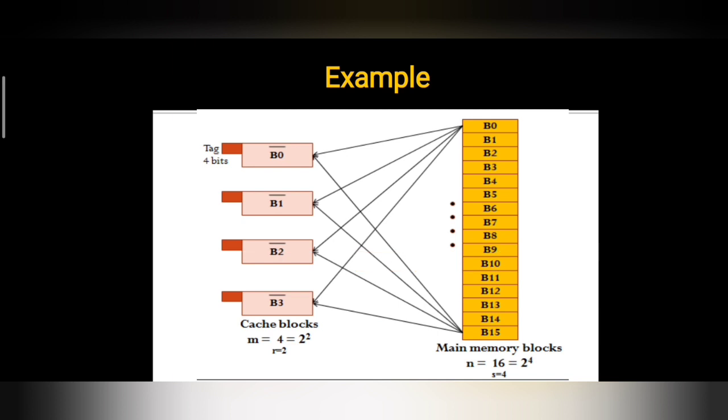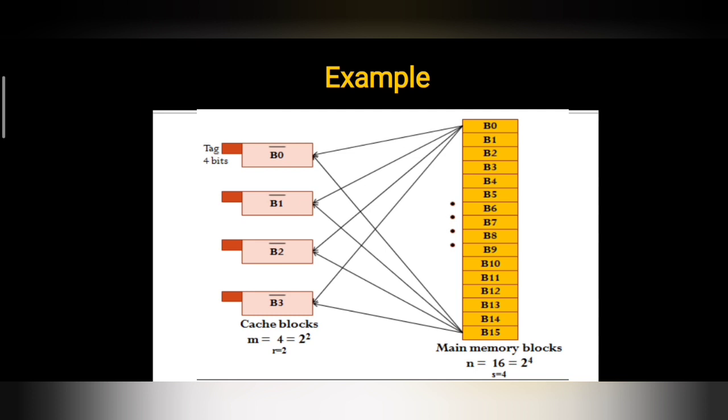So this mapping I have shown here. In this example, on my left hand side I have a cache memory having blocks m equals 4, which gives me 2 raised to power 2, where r value is 2. For main memory blocks, I have n equals 16, which can be written as 2 raised to power 4, which gives me s equals 4. Hence my tag bits will be 4 bits, because the tag is denoted by s bits. Since s equals 4, my tag bits is equal to 4.